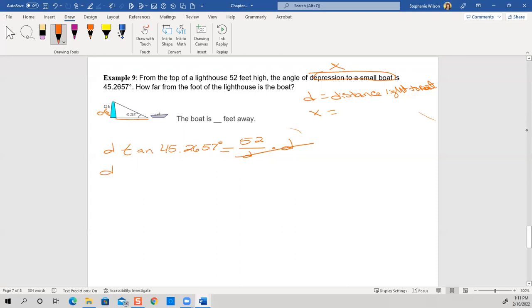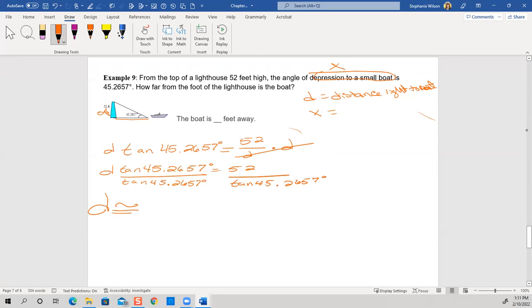So now I have D tangent of 45.2657 degrees is equal to 52. But I need D by itself. So since it's involved in multiplication here, I'm going to divide both sides by this. So now I have D is approximately equal to, and I'm going to type this in my calculator.